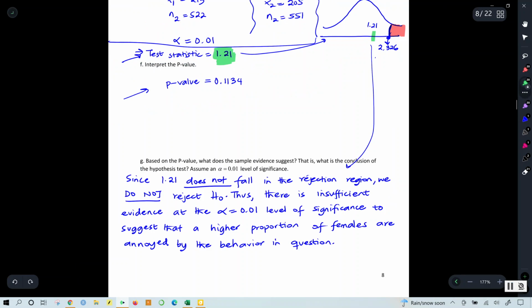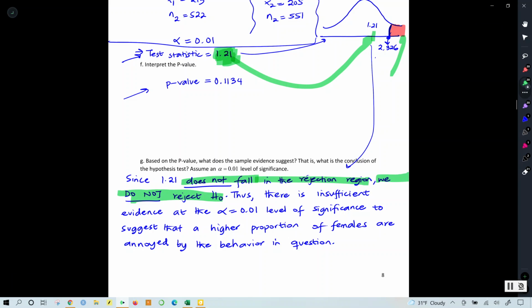So as we mentioned earlier, the test statistic value does not fall in the rejection region, which is the shaded region here. So that tells us that since it does not fall in the rejection region, we are not going to reject the null hypothesis. In other words, we do not reject the null hypothesis.